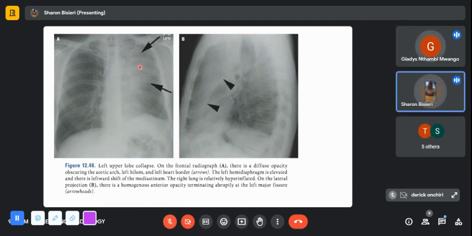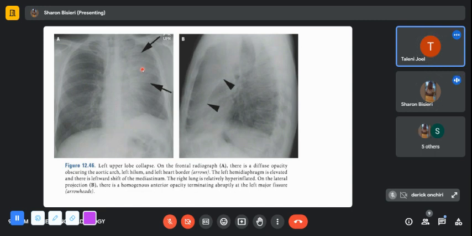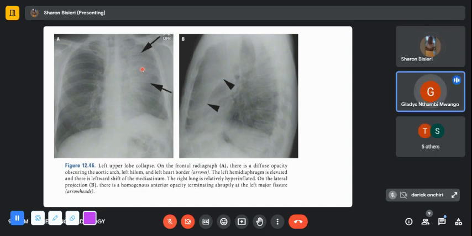Compensatory air. Remember, if there's collapse of one lobe, what happens to the other lobe? It will hyperinflate. Yes. So which lobe is next to the aortic knuckle? It's the lower lobe. The lower lobe.